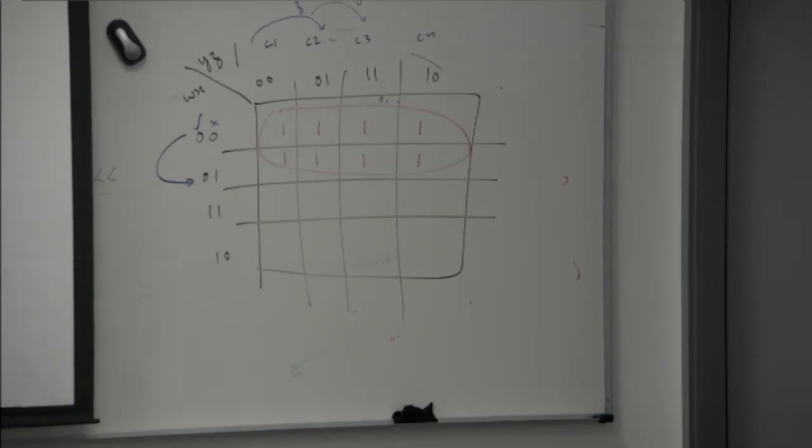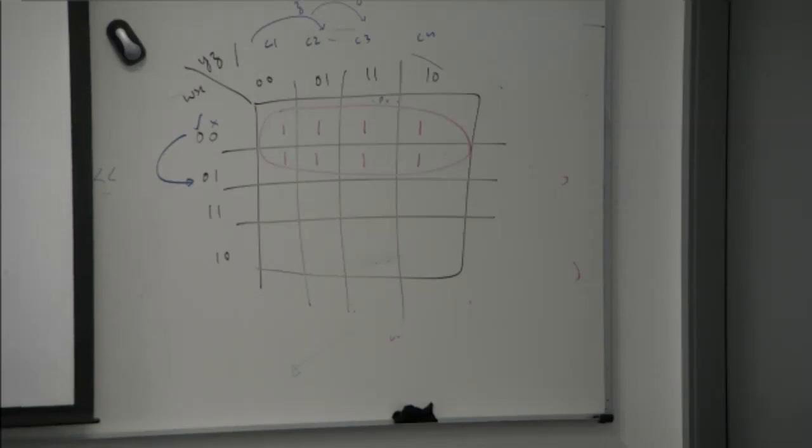Clear or not clear? Clear. Now, the blue one is also a group. A group of how many elements? 8 elements. Okay, now we go from column 1 to column 4. They are all adjacent. This is a complete group of 8.